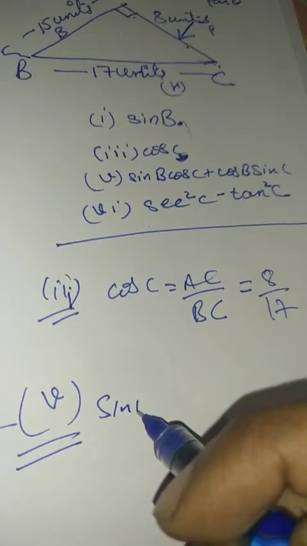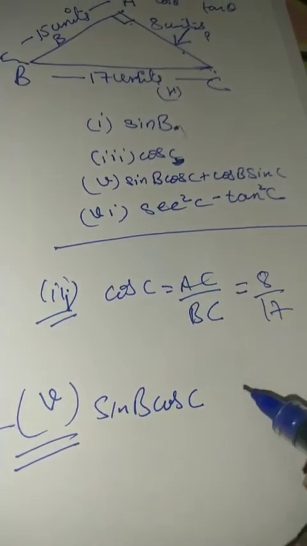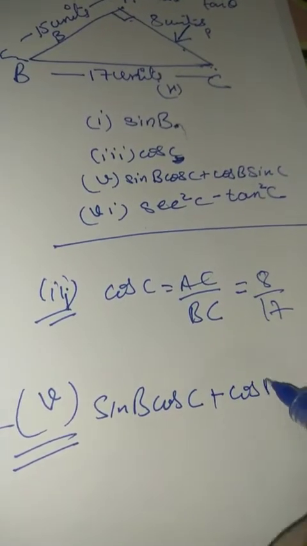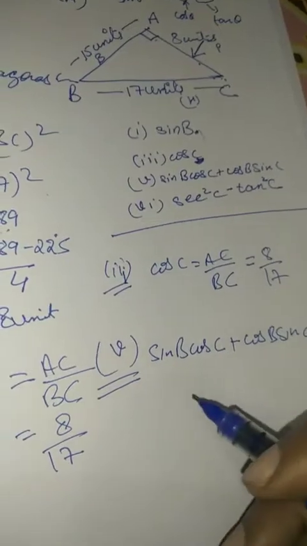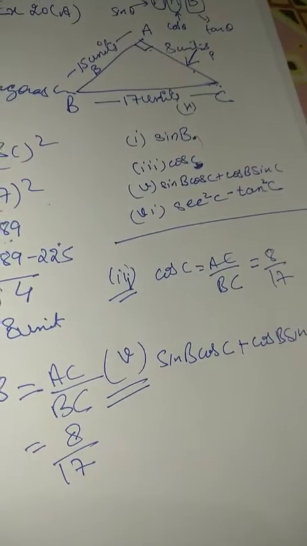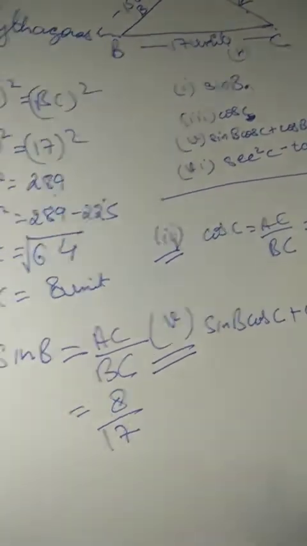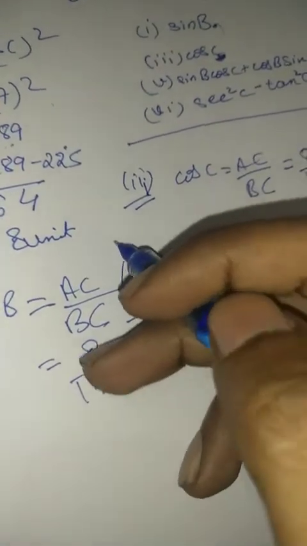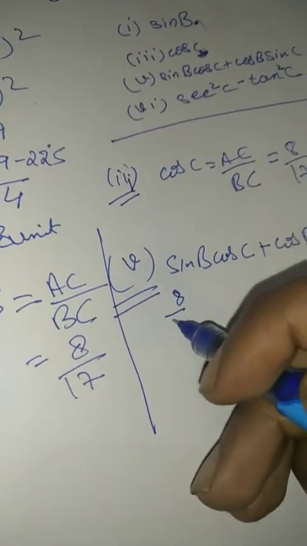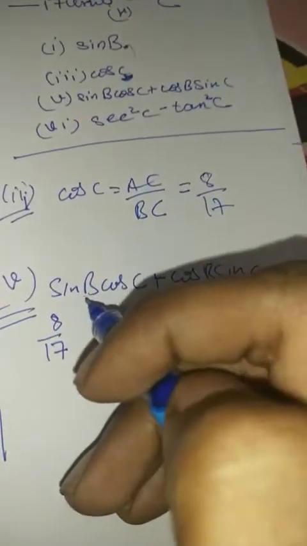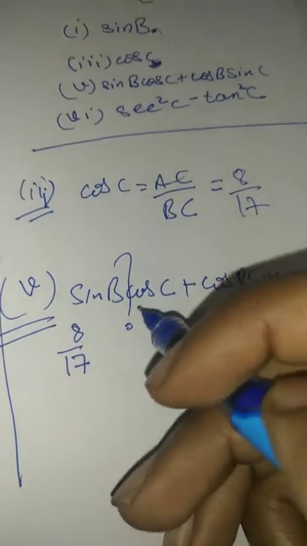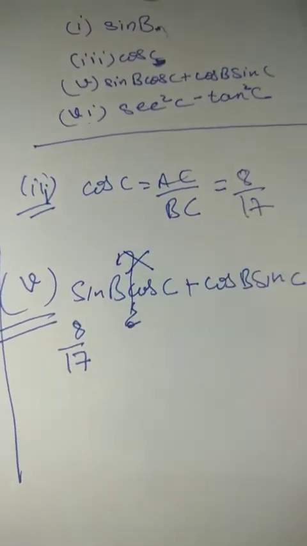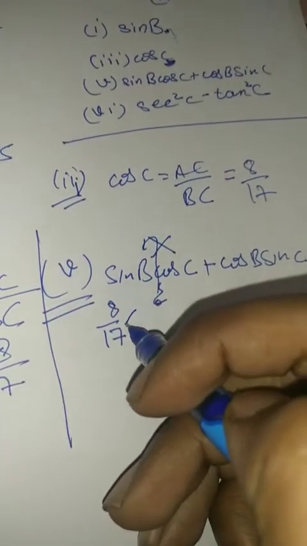Now it says sin B cos C plus cos B sin C. So yes, we are going to calculate each of the trigonometric ratios. First of all, we can calculate sin B. Sin B we have already calculated in the first part. What was that? 8 upon 17. So we can write down over here 8 upon 17. Now look into the sign existing between sin B and cos C. What is the sign? No sign. That means they are getting multiplied. So place a multiplication sign.